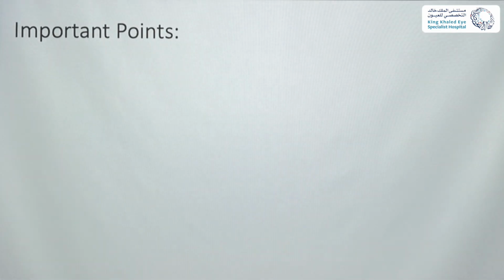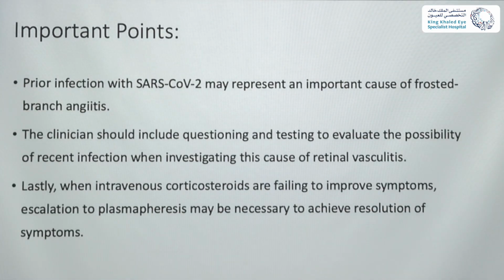So important points to be mentioned: a prior infection with COVID may represent an important cause of frosted branch angiitis. The clinician should include questioning and testing to evaluate the possibility of recent infection when investigating this cause of retinal vasculitis. Lastly, when intravenous steroid fails to improve symptoms, escalation to plasmapheresis may be necessary to achieve resolution of symptoms.